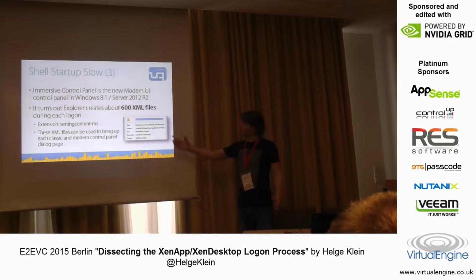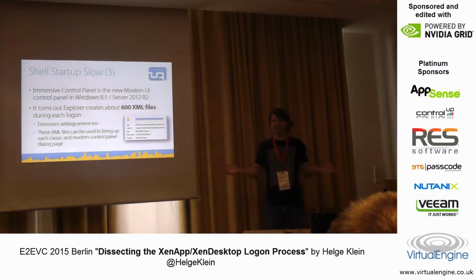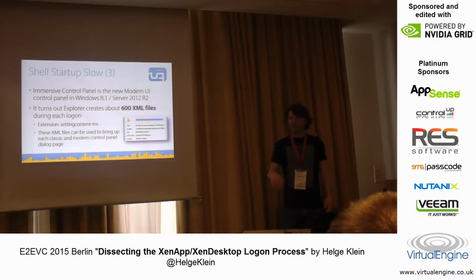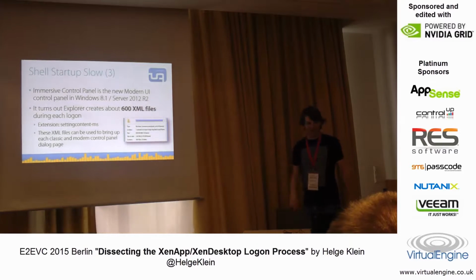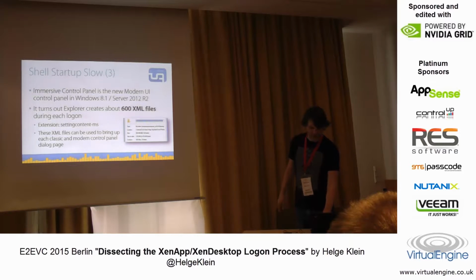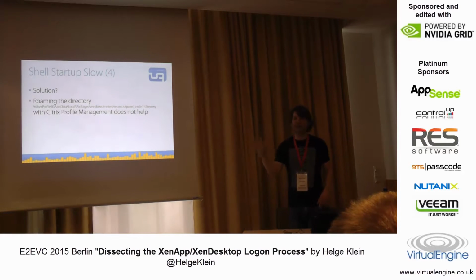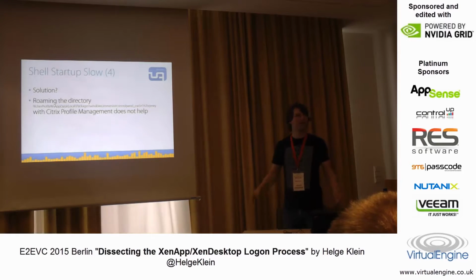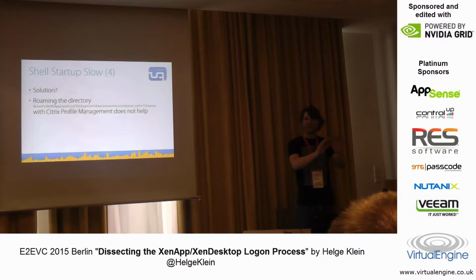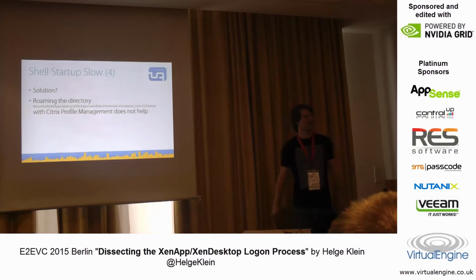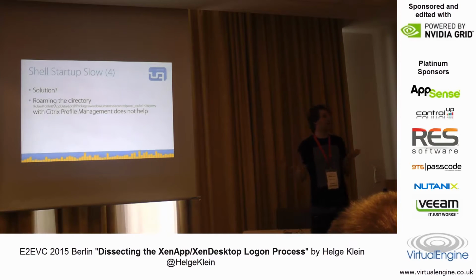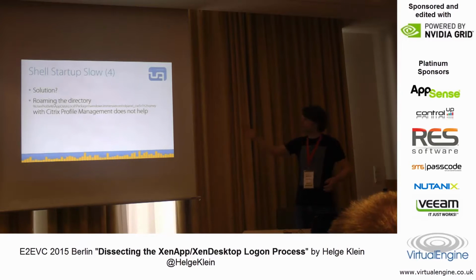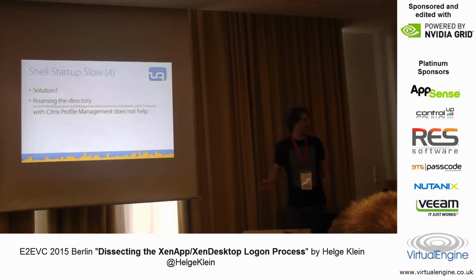So Explorer creates these 600 files. Nobody knows what they're for, but they are recreated every single time. So I thought, now I'm clever, I'm going to trick Explorer. I'm using Citrix Profile Management and I'm including that folder. So it is roamed, no problem with Profile Management, but it didn't help. Explorer ignored the files that were sitting on the disk and it wanted to create them from scratch. So I have no solution for this, but it seems to be in general affecting every Server 2012 R2 installation.